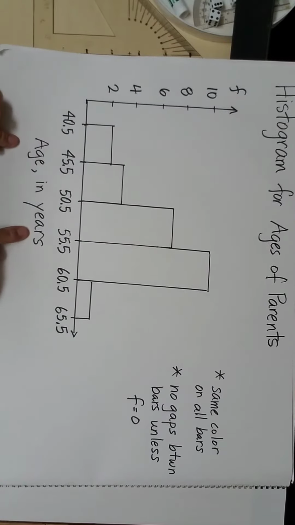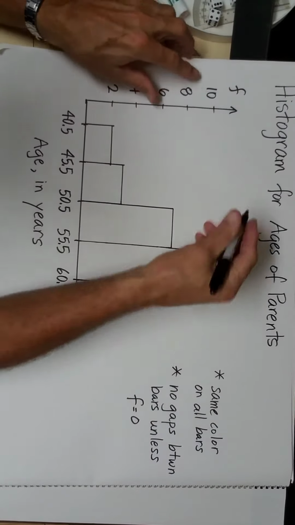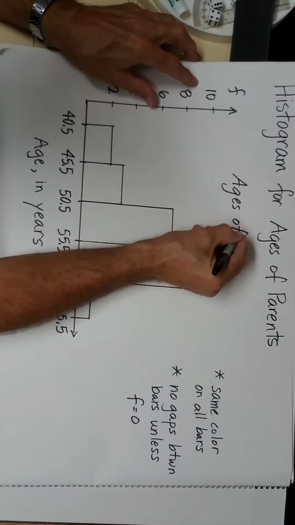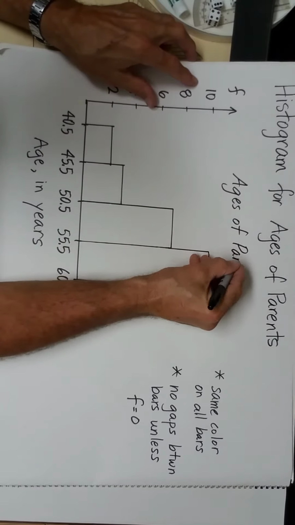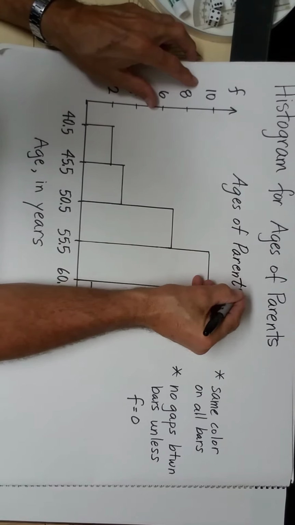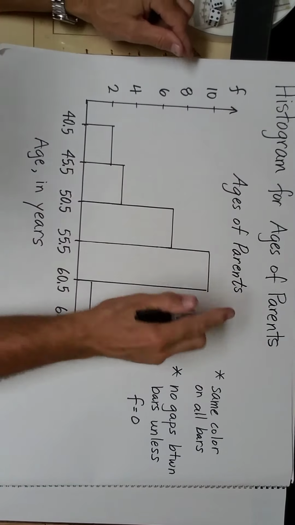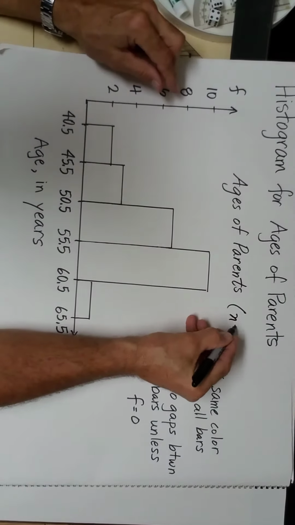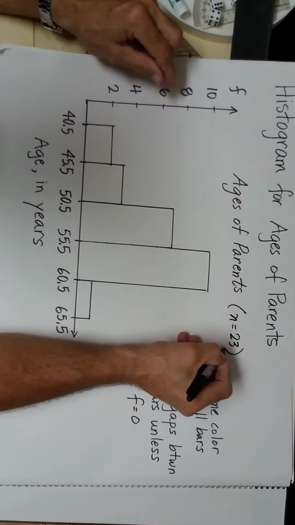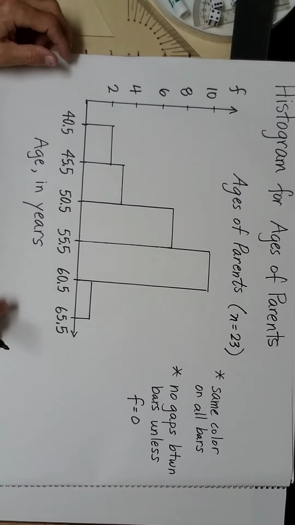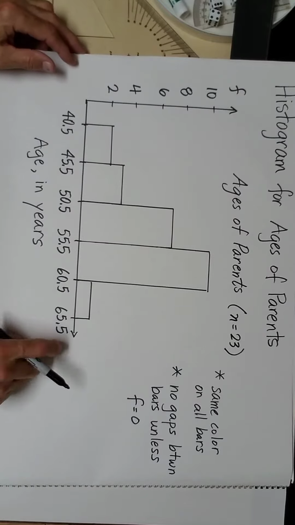My title would be Ages of Parents. And that was 2 and 3 was 5 and 7 was 12, 22. There were 23 parents in the group. Okay. There's your histogram graph. Stop video.